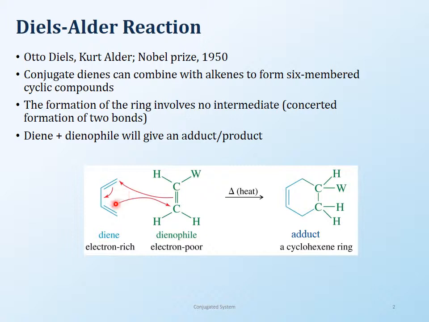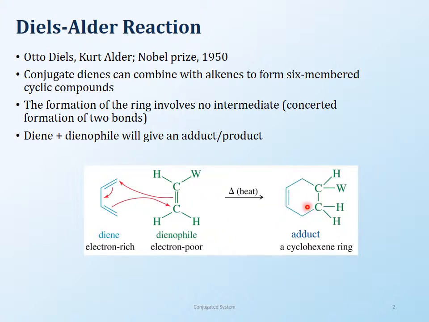The first compound here, with the two double bonds, is called a diene because it has the two double bonds. The one with the one double bond, or this could also be a triple bond, is called the dienophile. And finally, the product is called the adduct.